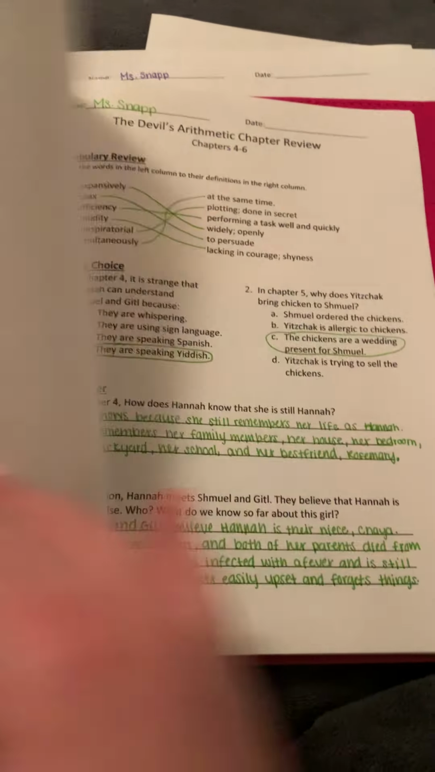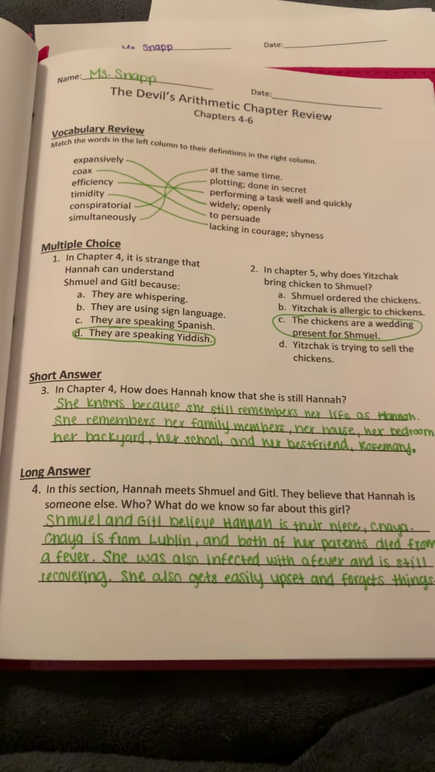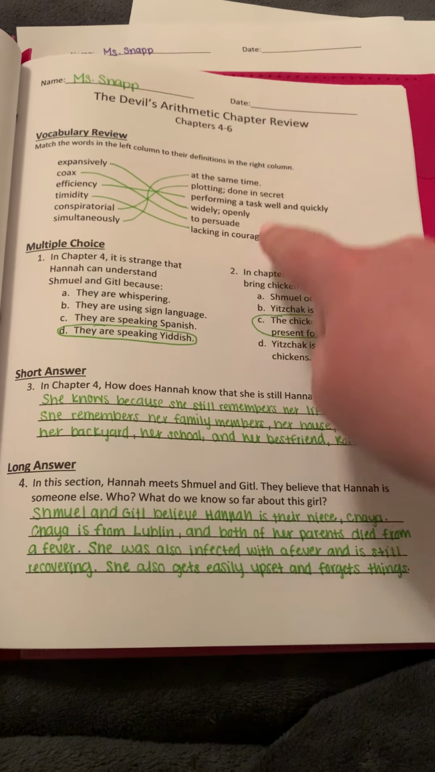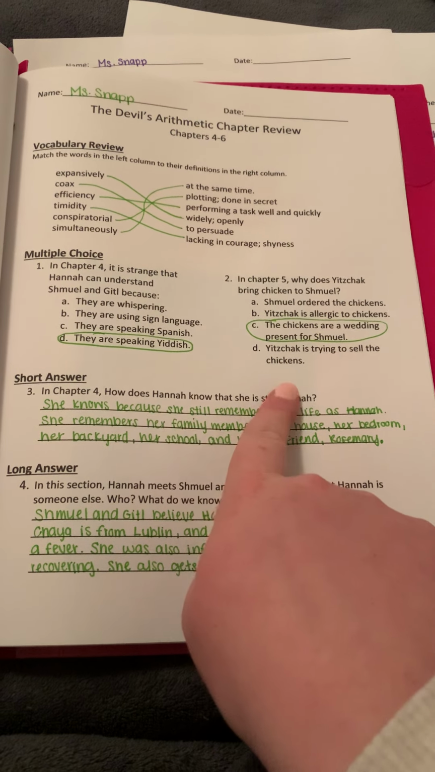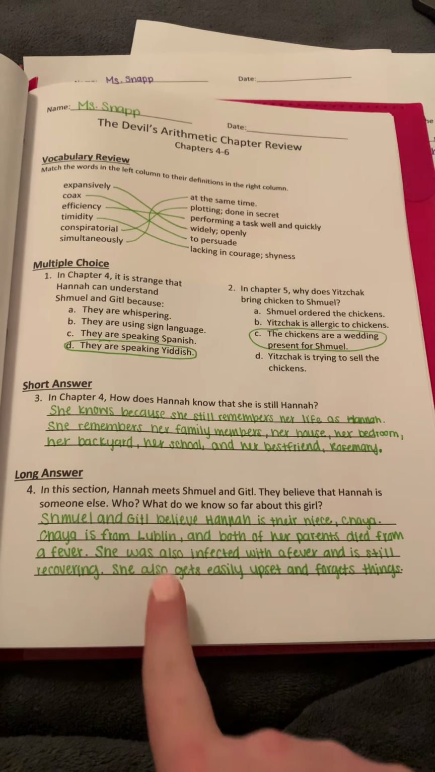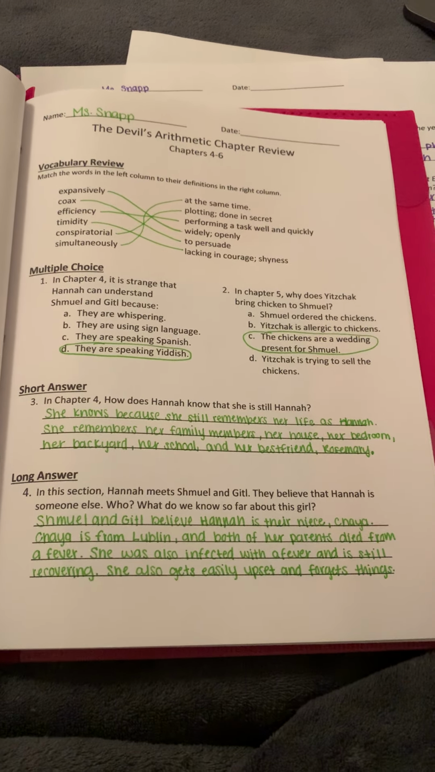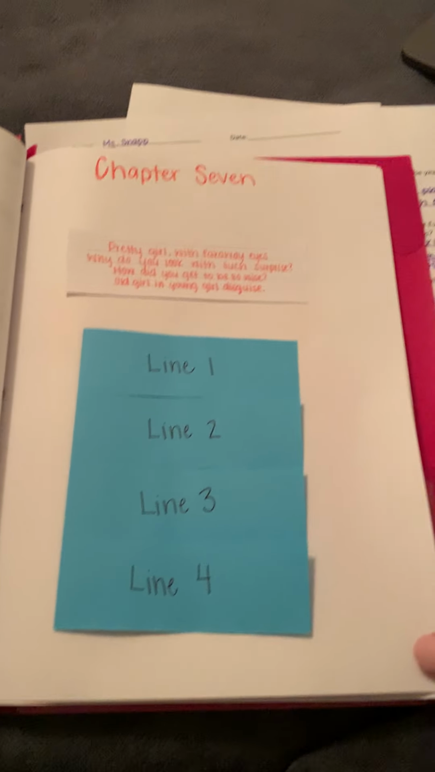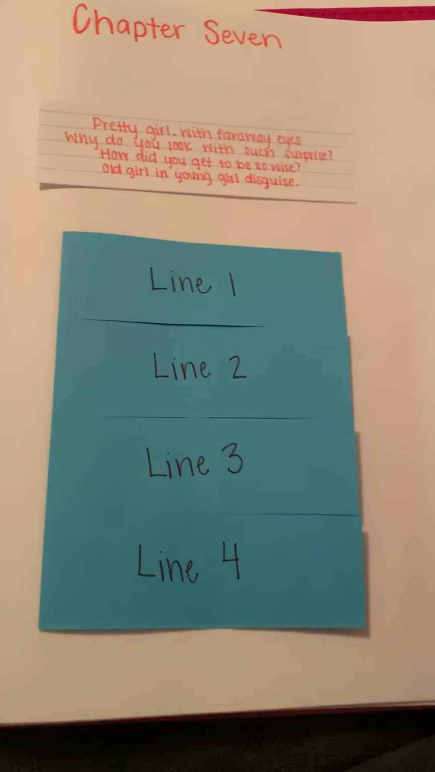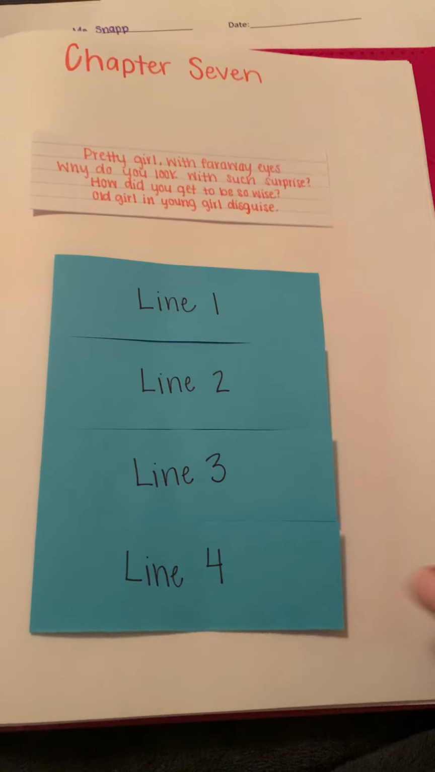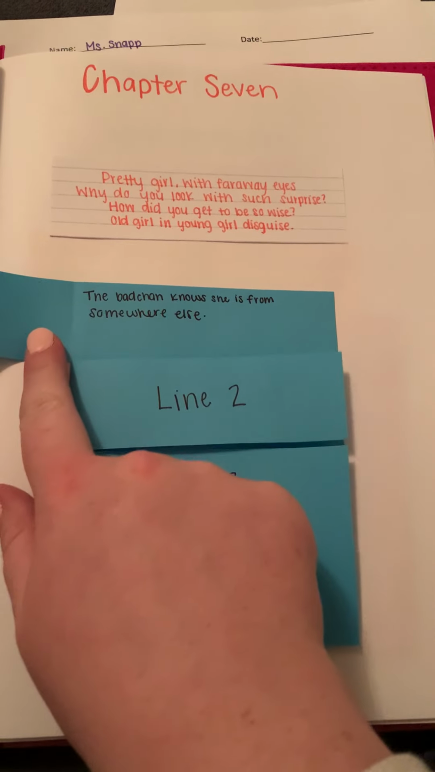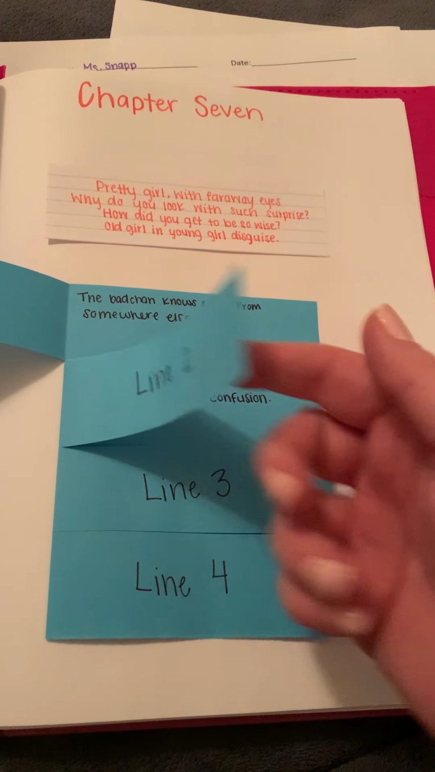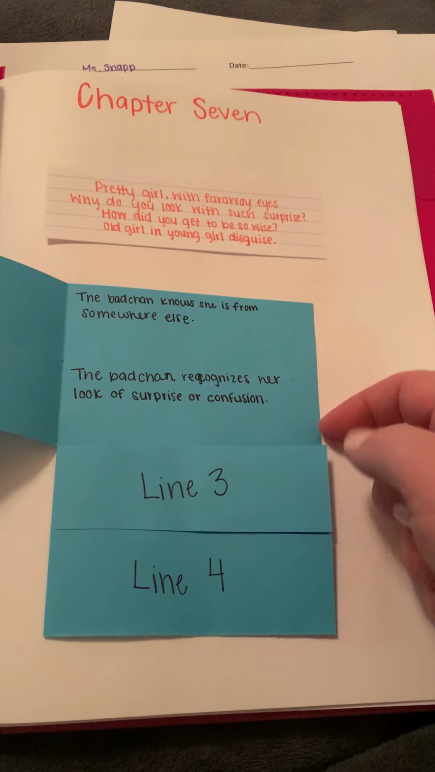And then we have another chapter review. Again, it has vocab where they match, 2 multiple choice, a short answer, and a long answer. Okay, so then chapter 7. This is a poem in chapter 7. For this one, they will just expand on what each line is saying.